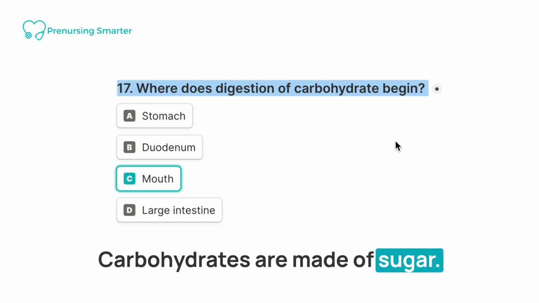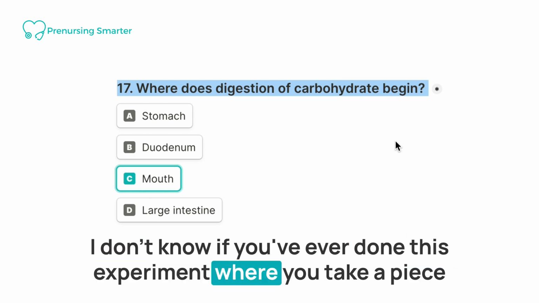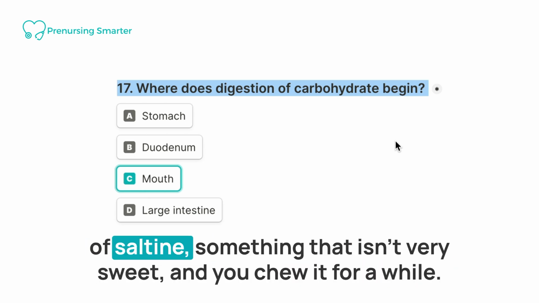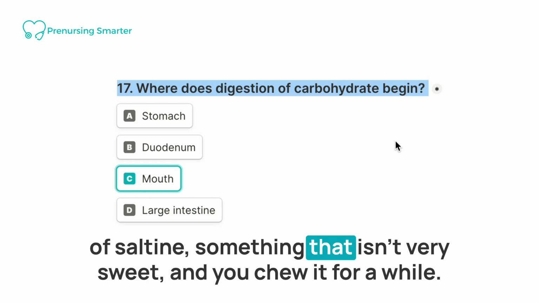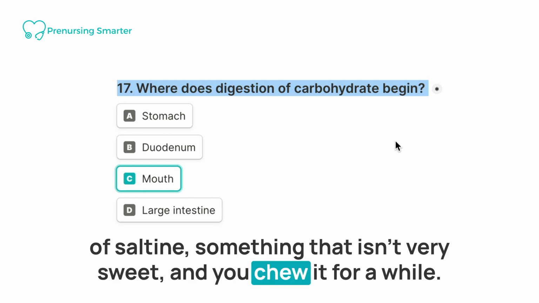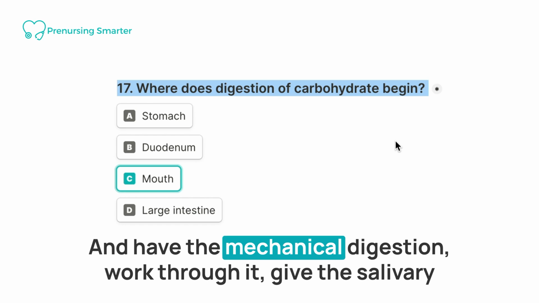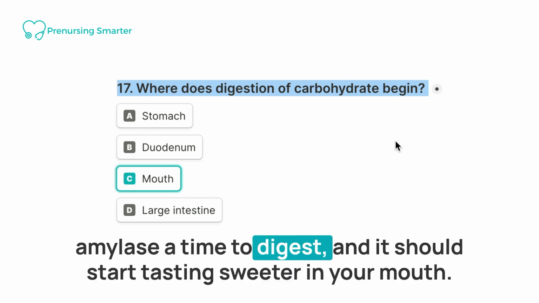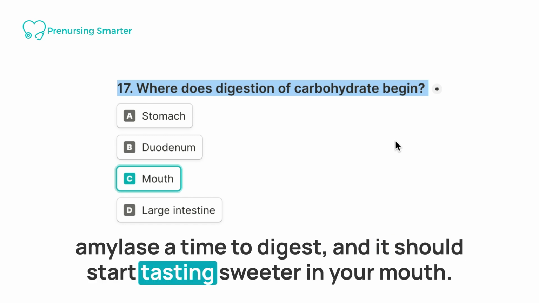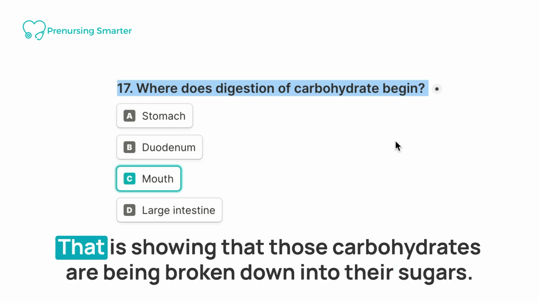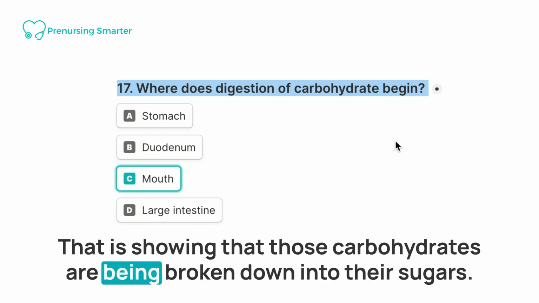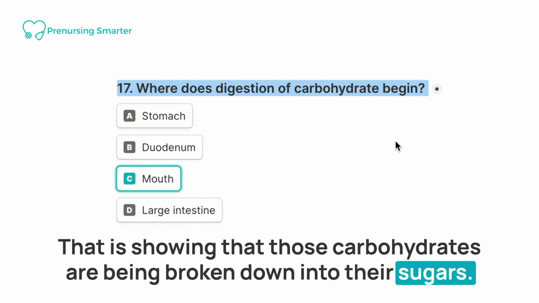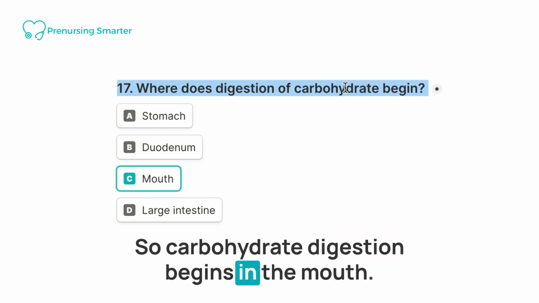Carbohydrates are made of sugar. I don't know if you've ever done this experiment where you take a piece of bread, for example, maybe a saltine, something that isn't very sweet, and you chew it for a while and have the mechanical digestion work through it, give salivary amylase time to digest, and it should start tasting sweeter in your mouth. That is showing that those carbohydrates are being broken down into their sugars. So carbohydrate digestion begins in the mouth.